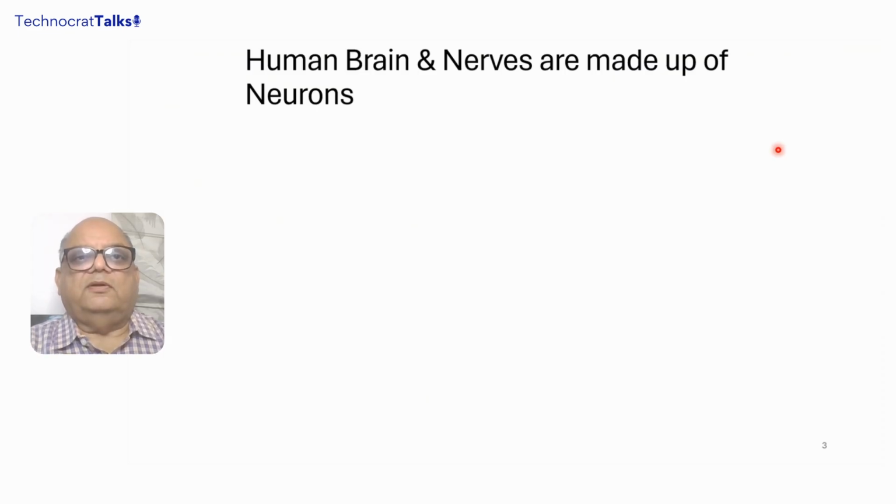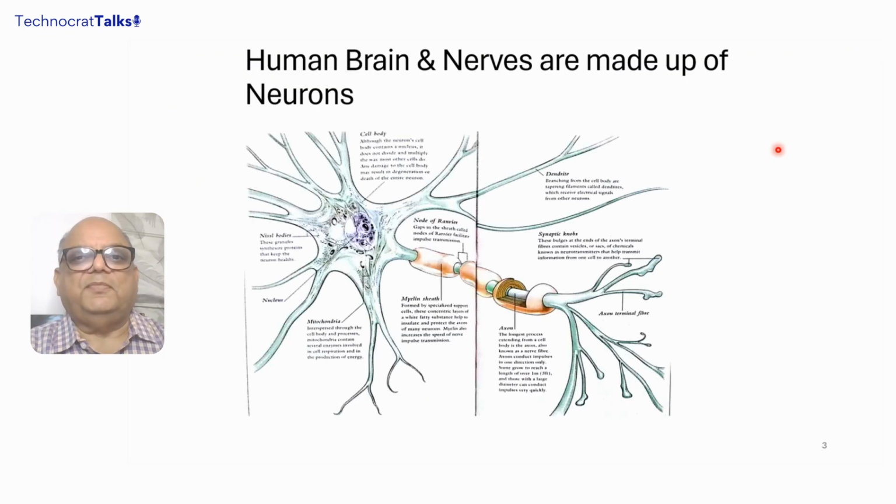So the human brain and nerves are made up of neurons, and this is how it looks. This is a picture from some book. Without going into much detail about what is written in the fine print here, I just draw your attention to some things. This is a star shaped cell with the nucleus in the middle. There is a central cell body, and there are many long processes or projections which are called dendrites. These are primarily meant to receive input from other neurons, or some sensors, maybe.